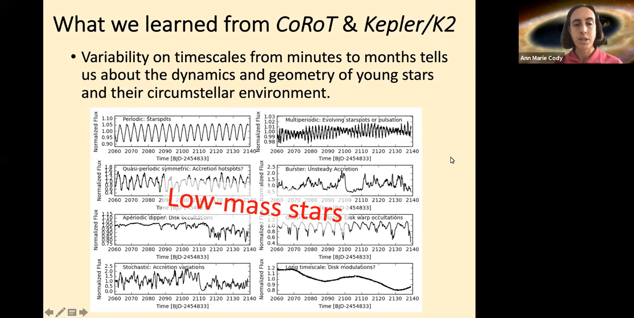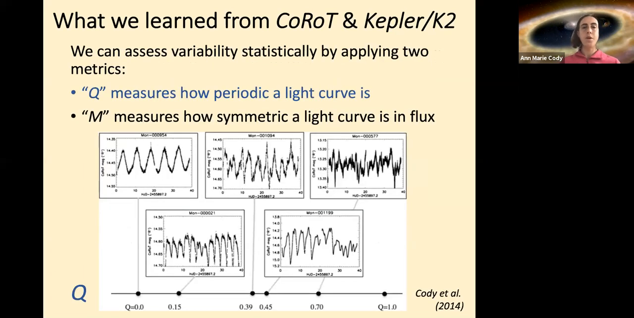Question is, do we see the same types of behaviors from high mass stars? And we will get to that briefly. First of all, though, before I do that, I want to show you how we assess these light curves statistically. And from Corot and Kepler, again, we found that we could apply 2 statistical measures, which I refer to as Q and M. Q measures how periodic a light curve is.